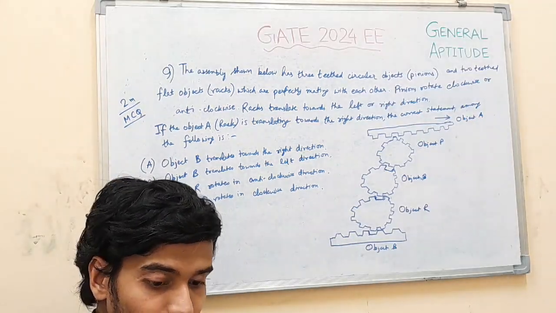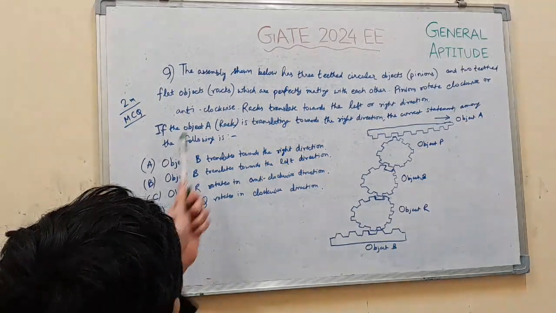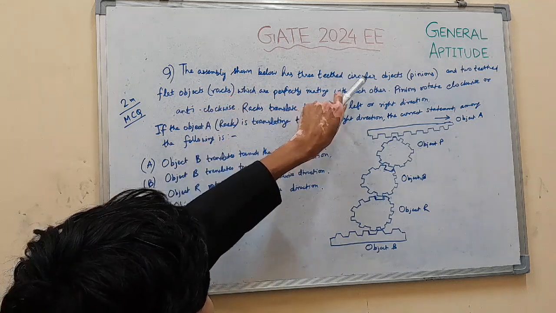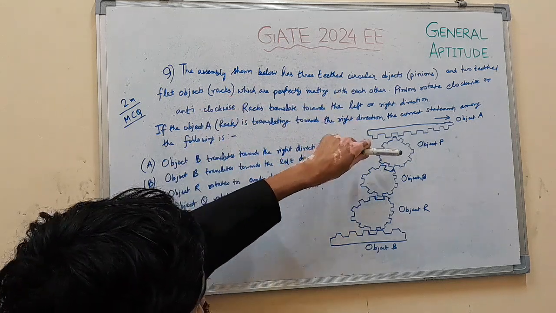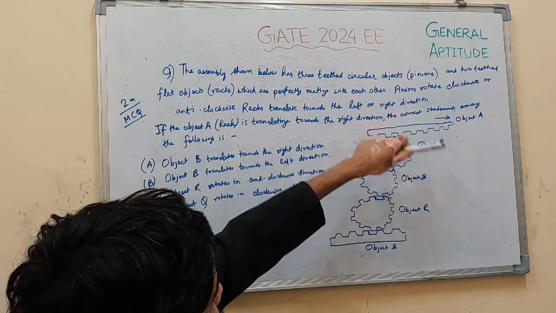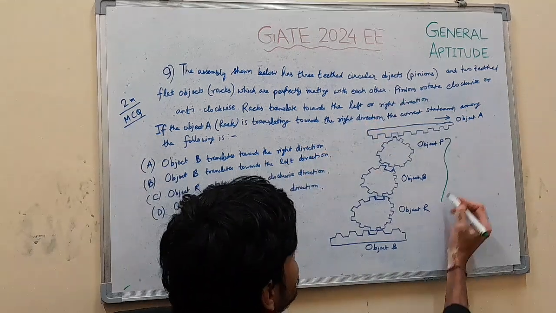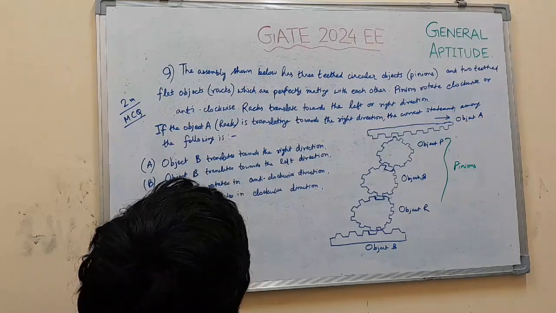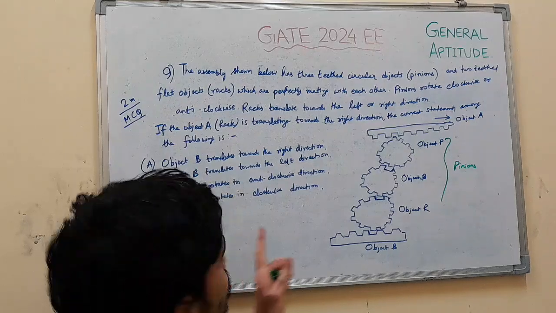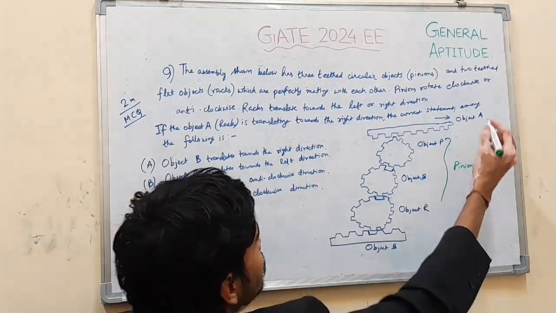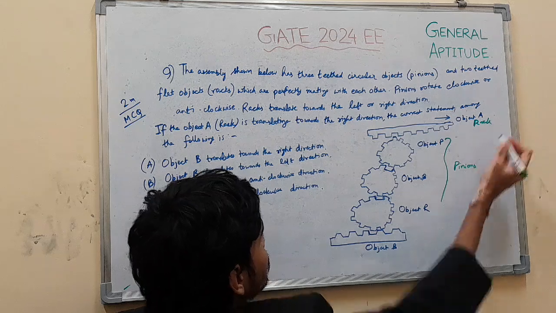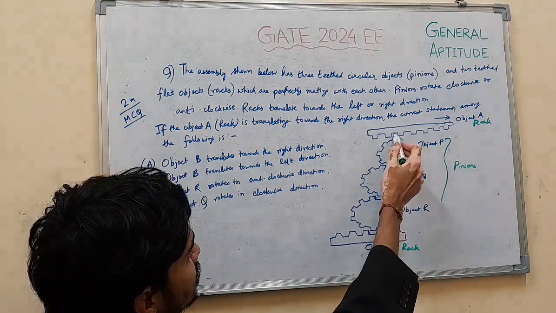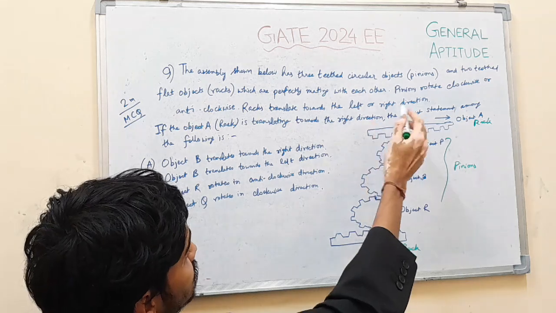Okay. And it is given that the assembly shown below has three teethed circular objects, object P, Q, R. These are pinions. So these three are pinions actually. And two teethed flat objects, that is racks. This is one rack and this is one rack, which are perfectly meeting each other. As you can see, the teeth are meeting each other.